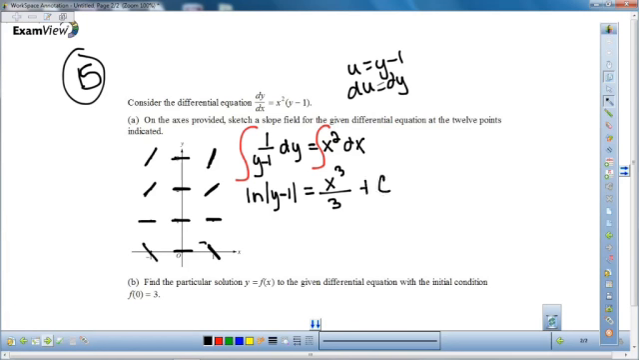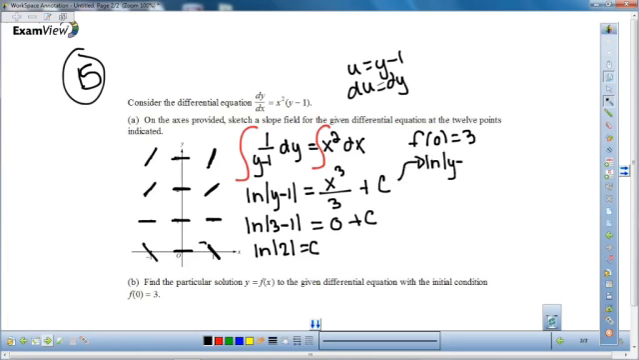Since we're given an initial condition, I'm going to go ahead and solve for c first. So I'm going to have ln of 3 minus 1 equal to 0 plus c. So ln of 2 is equal to c. When I substitute that into my antiderivative, I get this. Now I'm going to solve for y, and I need to get rid of the ln by taking e to both sides.